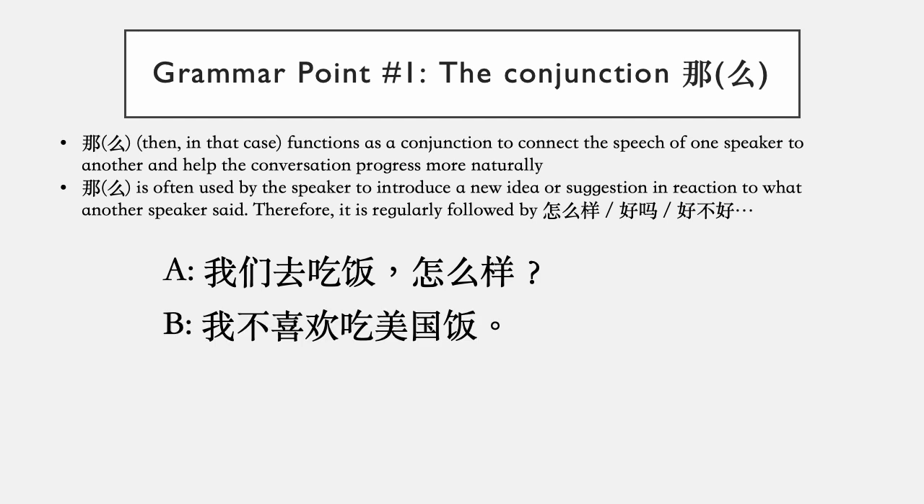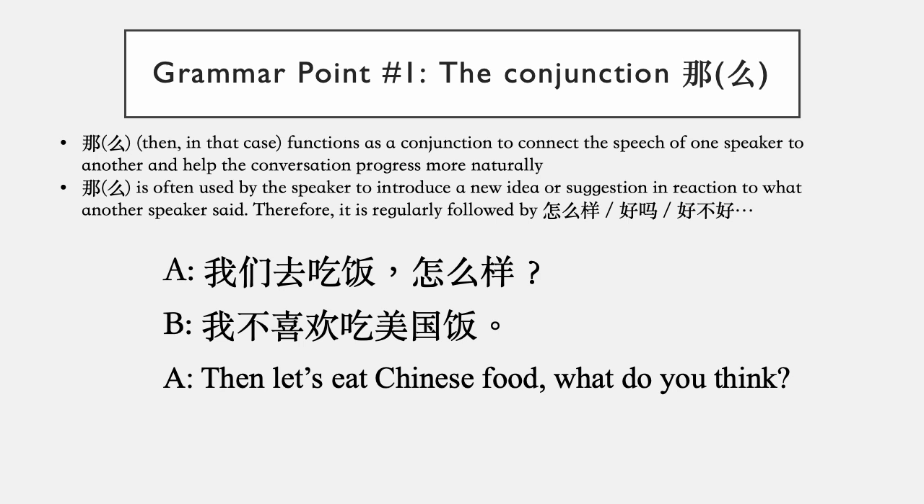And then another person responds, 我不喜欢吃美国饭. So we know they don't like to eat American food. Then let's suggest Chinese food. How would we do that?